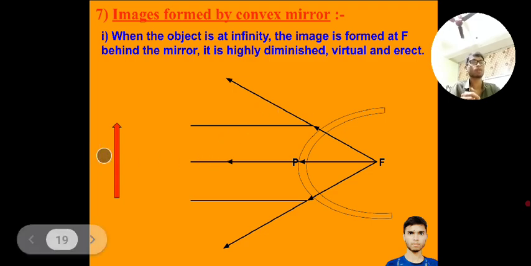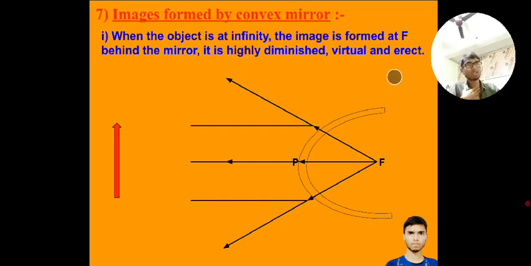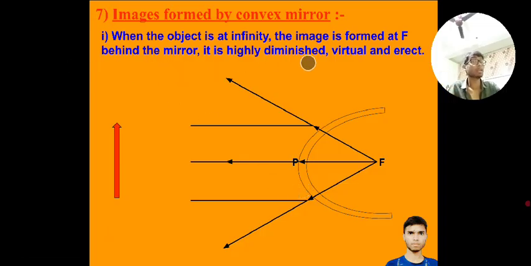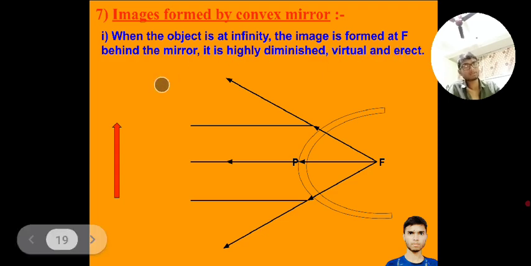Ahead of this, let's see images formed by a convex mirror. Now we have the object at infinity. When the object is at infinity, the image is formed at F. This is parallel, the same as we saw in the case of the concave mirror. Something will be similar, but something will be different. When the object is at infinity, the image is formed at F behind the mirror.